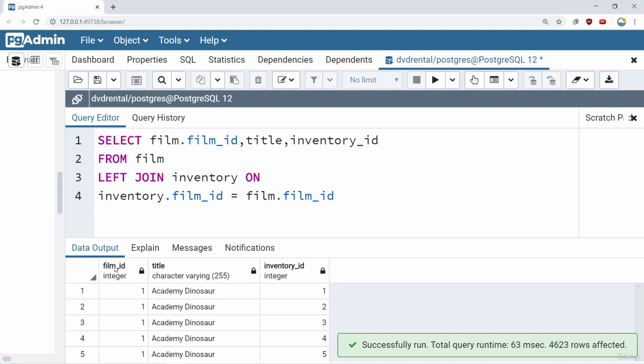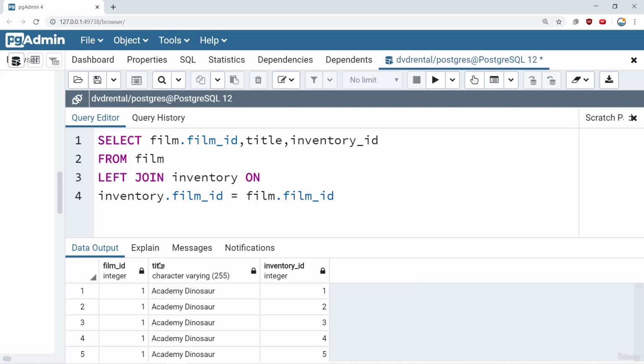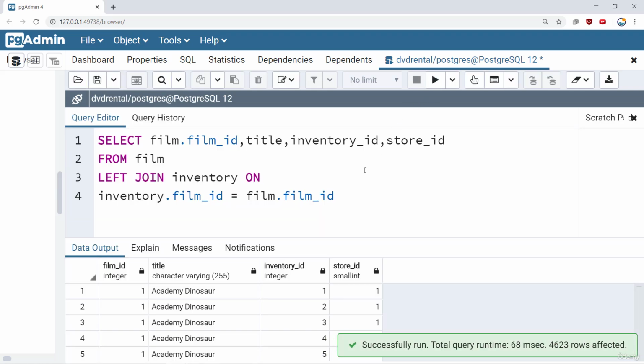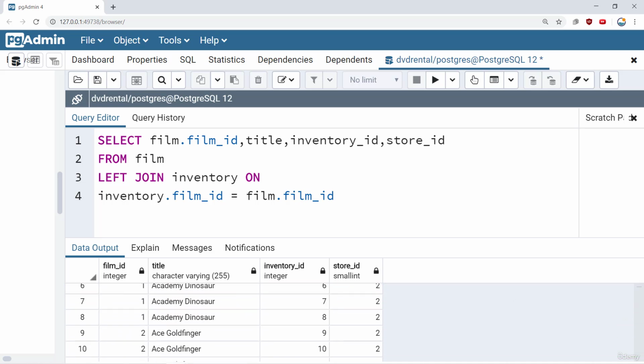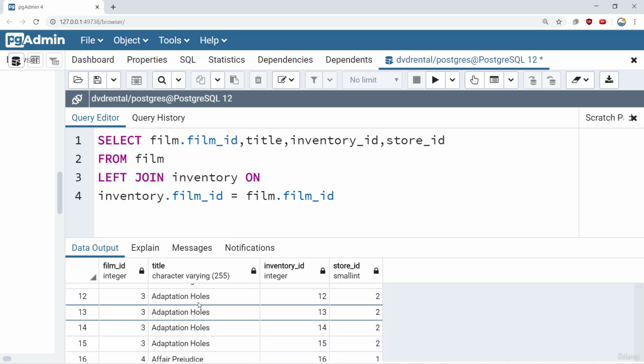It's basically telling us the film ID, the title that belongs to that film, and then its specific inventory ID. And if I wanted to, I could expand on this by also asking for the store ID. I could run this again, and I can see we have Academy Dinosaur, multiple copies in store 1, as well as multiple copies in store 2. So that is a left join, essentially showing us the left joining of film on inventory.